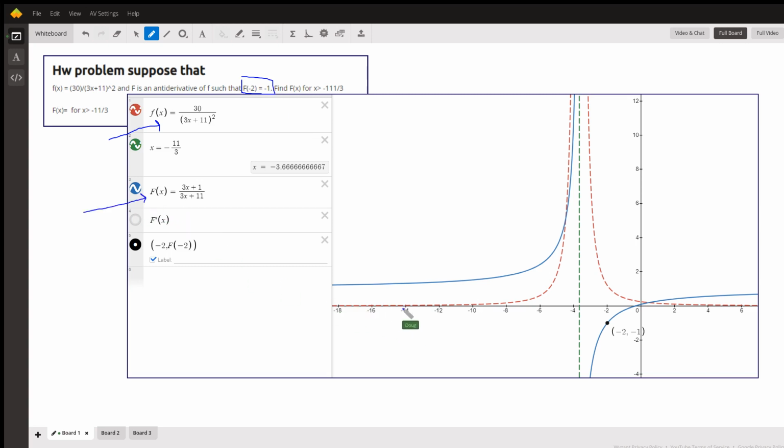Notice this red dashed line. That's the graph of little f of x, the derivative of big F. And I don't have f prime of x enabled in this picture, but it's the same exact graph. This blue graph is the graph of big F, the antiderivative. Okay, and you can see that it does pass through (-2, -1).